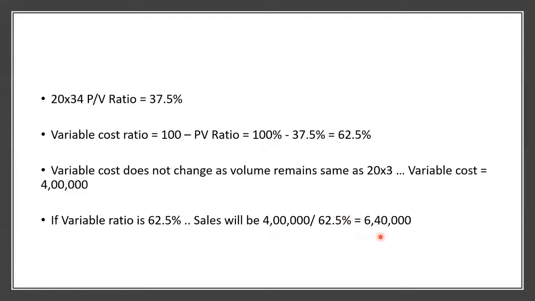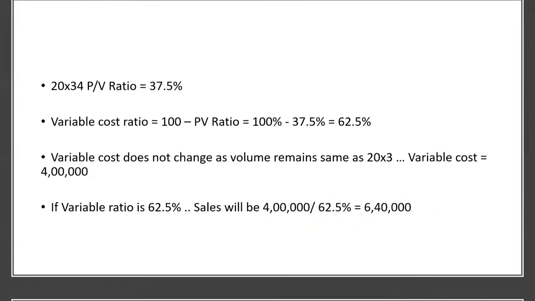Remember the fundamental equations. Sales minus variable cost is equal to contribution. Contribution plus variable cost is equal to sales. PV ratio is equal to contribution divided by sales. Contribution ratio given, you can find variable cost ratio. Once the variable cost ratio is found, given with the variable cost amount, you can find the sales figure easily. This is what we have done here, right?